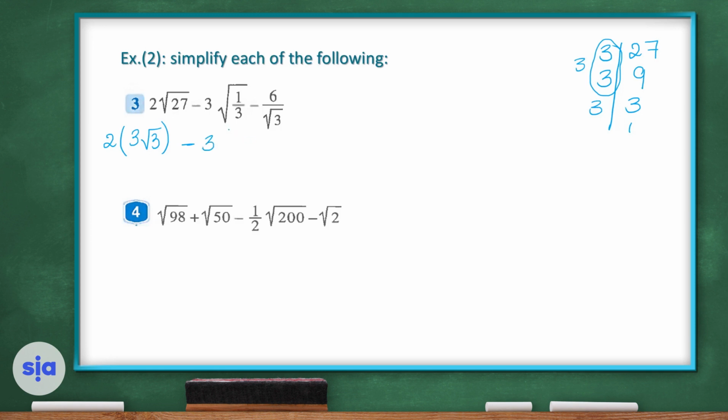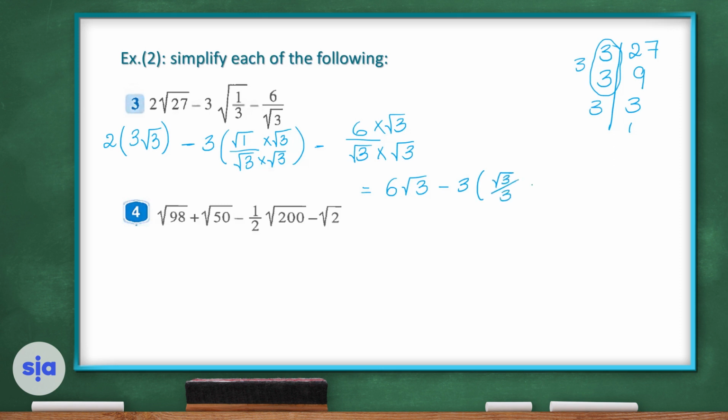We're going to rationalize the denominator, root 1 over root 3 times root 3 up and down minus 6 over root 3. Rationalize the denominator by having root 3 up and down again. So in this problem, it will be 6 root 3 minus 3 times root 3 over 3 minus 6 root 3 over 3.